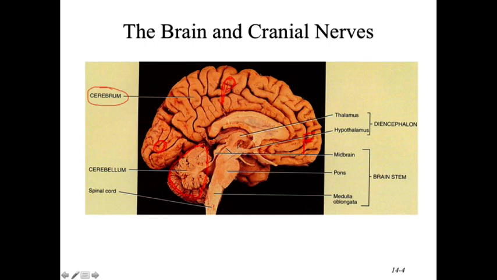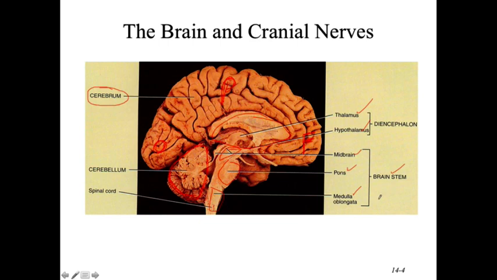Okay, and then we can see the midbrain, the pons, and then the medulla. All right, and then this section here is going to be the diencephalon, which has your thalamus and hypothalamus. And remember, the midbrain, the pons, and the medulla is called the brain stem. And there are cranial nerves that come off of these parts of the brain.